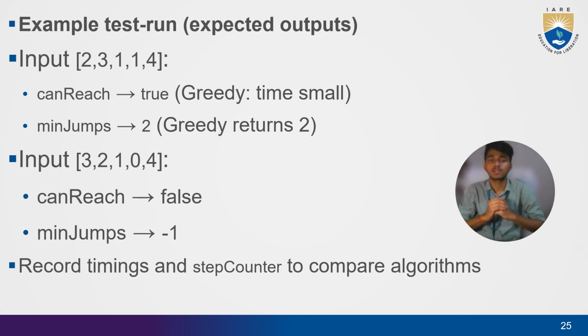For example, the input array [2,3,1,1,4] can reach is true through greedy, time small. Min jumps 2, greedy returns 2. The input [3,2,1,0,4], which is an array, can reach is false. Min jumps is equal to minus 1. Record timing and step counter to compare algorithms.